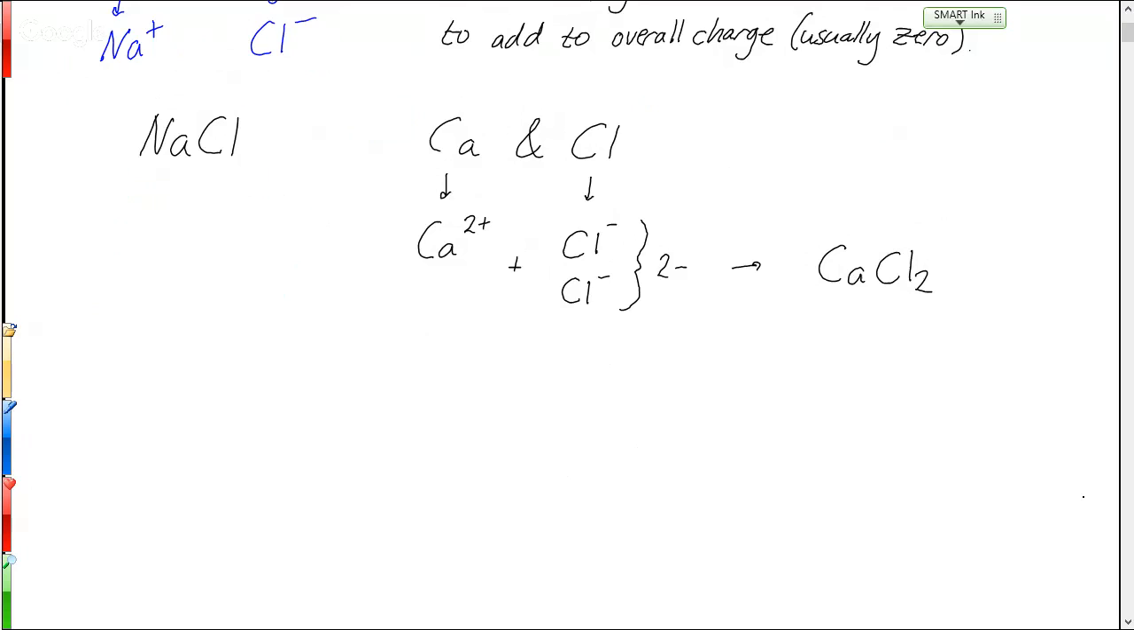Let's try another one. Try this one. So let's say we've got magnesium and oxygen. See if you can make a compound between magnesium and oxygen. What are the charges of each? And then how do you put them together?